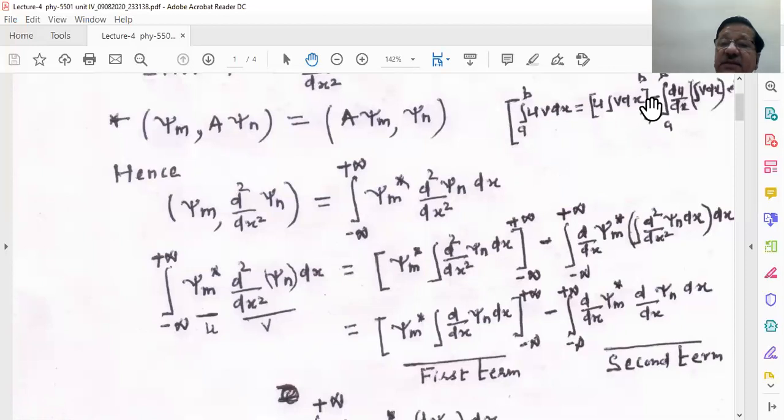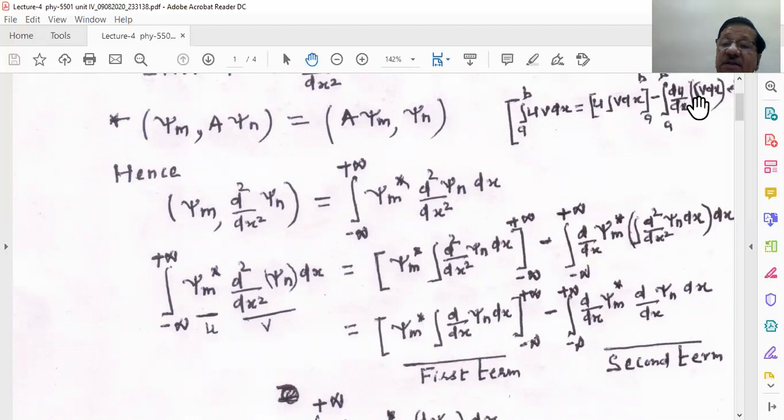Then you have a minus sign here, so I put a minus sign. Then you have an integration, so I put an integration from a to b, that is minus infinity to plus infinity. Then you differentiate du by dx, so u is psi star, so it is d by dx psi star. Please remember, I hope you understand this step.